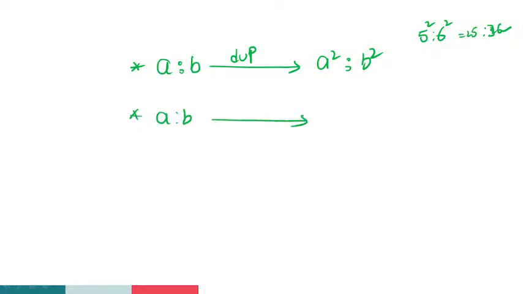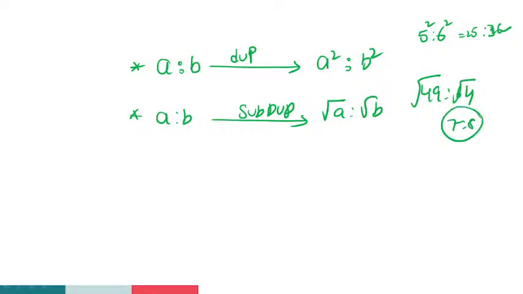A is to B, subduplicate ratio. Subduplicate ratio is root of A is to root of B. For example, 49 is to 64. Find out the subduplicate ratio: root 49, root 64, and 7 is to 9. That is the answer. Just remember the second point, A is to B, subduplicate ratio is root of A is to root of B.